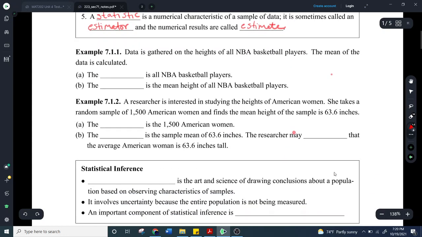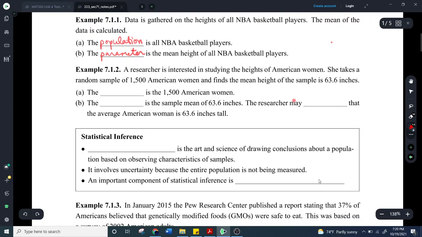So let's do a couple quick examples here. Data is gathered on the heights of all NBA basketball players. The mean data is calculated. So all NBA basketball players would be our population. So the first thing you might be able to do is identify your population. And then the mean that we calculate on that population is an example of a parameter. So remember, the P's go together. It's a good way to remember that. So any measurement on the population that we compute is called the parameter.